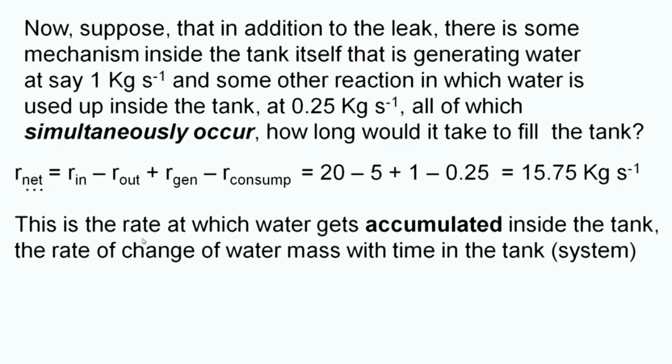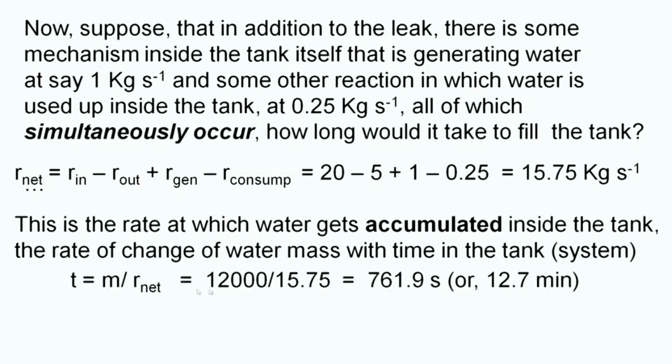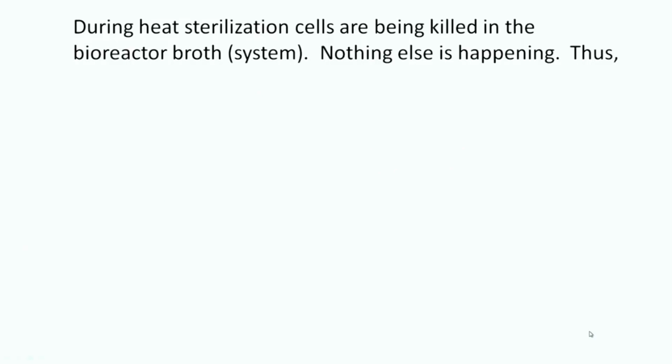So, this is the rate at which water gets accumulated inside the system or inside the tank, the rate of change of water mass with time in the tank. So, that will turn out to be 12,000 kgs divided by the net rate, which is 15.75 kilogram per second, which turns out to be 761.9 seconds or 12.7 minutes.